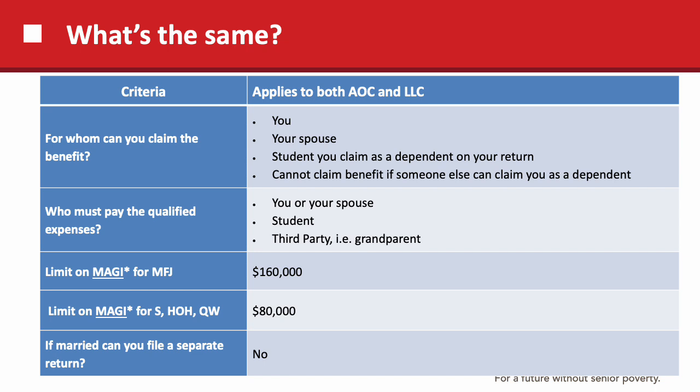There's a limit on the modified adjusted gross income for married filing jointly. It's $160,000. For single, head of household, qualified widow, it's really qualified surviving spouse now, $80,000. And if married, can you file a separate return? The answer is no.